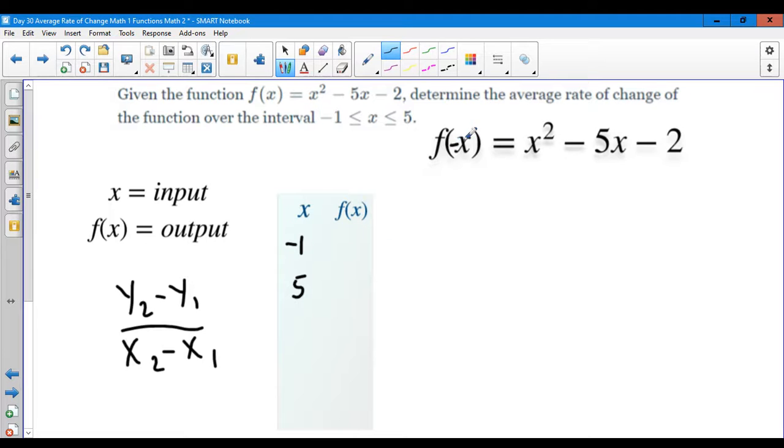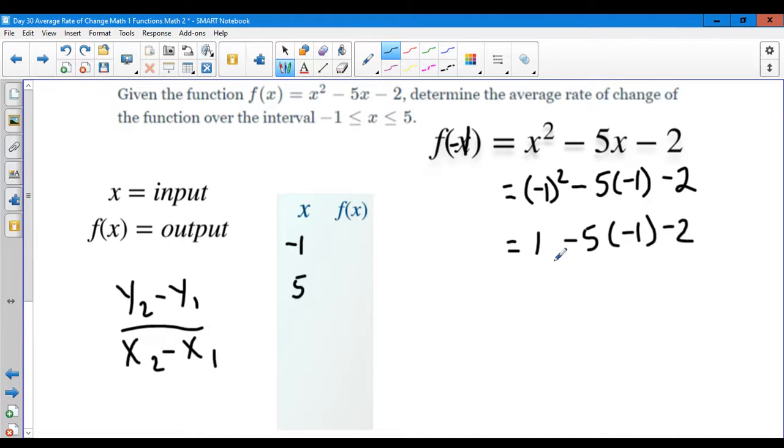So our f of -1 is going to equal (-1) squared, always in parentheses, minus 5 times -1 minus 2. Follow your order of operations perfectly here, please. Our exponent would be first, so it's 1 minus 5 times -1 minus 2. Multiplication would come before any addition or subtraction, so it's going to be 1, -5 times -1 is plus 5, minus 2, and that's going to equal 6 minus 2, which is 4.